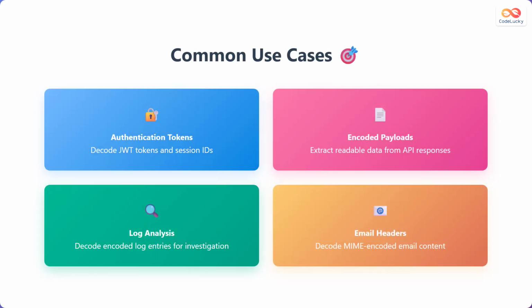The base64 decode command has several important use cases in real-world scenarios. First, it's commonly used for decoding authentication tokens, including JWT tokens and session IDs that are often base64 encoded. Second, it helps extract readable data from encoded payloads in API responses where data might be transmitted in encoded format. Third, it's valuable for log analysis when investigating encoded log entries that need to be decoded for proper analysis. Finally, it's useful for processing email headers where MIME encoded email content needs to be decoded to reveal the actual message content.